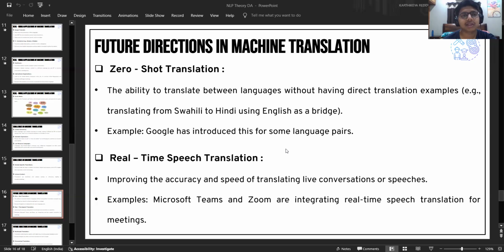Platforms like Microsoft Teams and Zoom are already integrating real-time speech translation into their services. And next is multimodal translation. This involves translation that combines text, speech, and images. For example, Google Lens, which can translate text and images in real time, and personalized translation. Future machine translation systems can adapt to users' preferences, tone, and context, offering custom translations for specific industries or individuals.